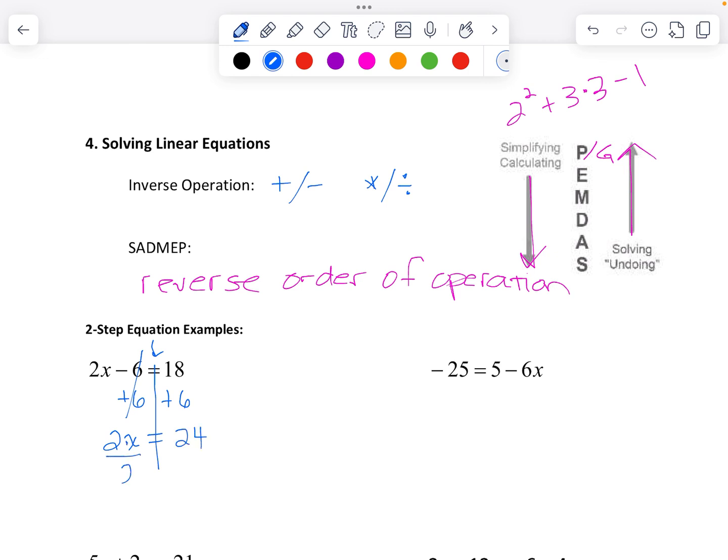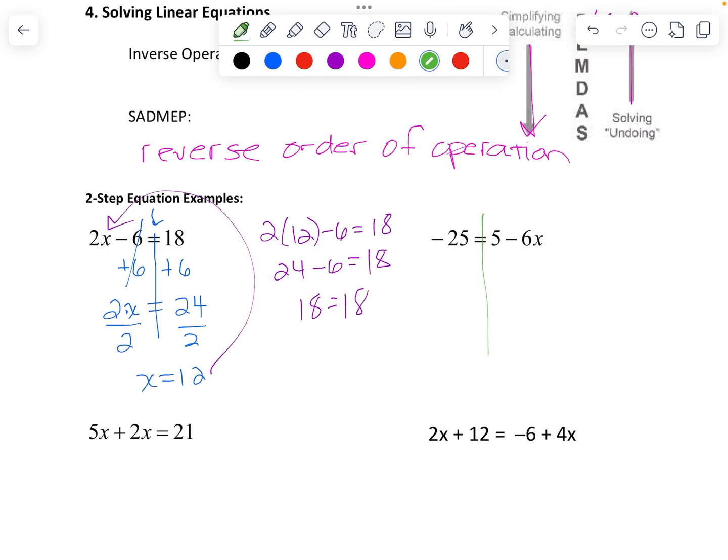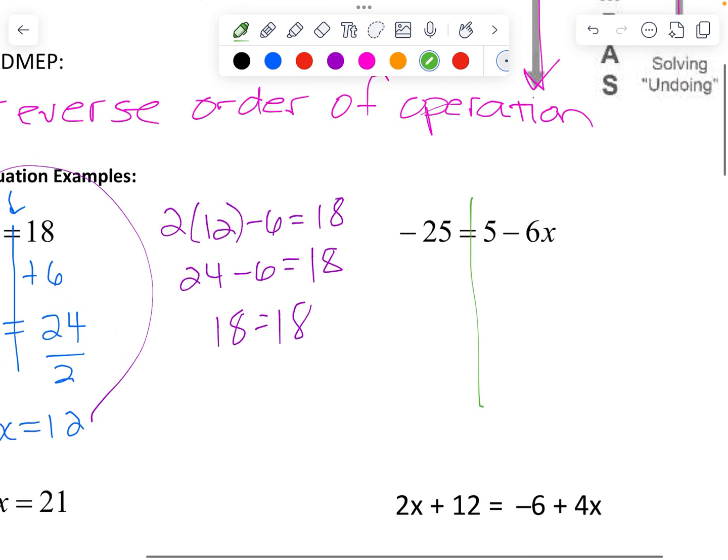2x really means 2 times x, so I'm going to reverse multiplication by division. And I get that x equals 12. I could check this by substituting and then simplifying. And then I would want to use my order of operations to make sure that I simplify. So I'd want to do multiplication before subtraction and make sure that I get a true statement, which I do, 18 equals 18. So this next problem is the same idea, just kind of written a little bit differently.